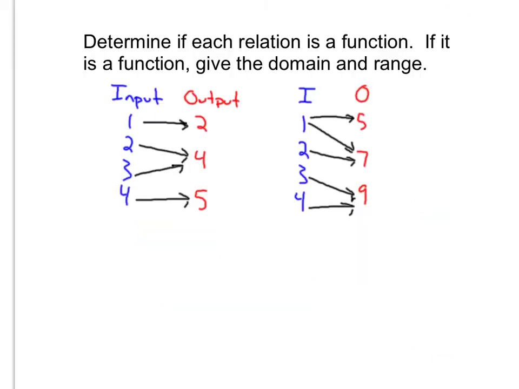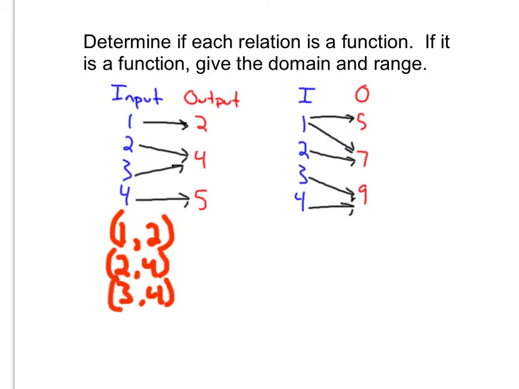So now it says to determine if each relation is a function, and if it is a function, give the domain and the range. Well, remember, for every input there can only be one output. So from each of these inputs, there can only be one other output. So the inputs can't repeat themselves. If I was going to make ordered pairs out of these, I've got a 1 and a 2, and a 2 and a 4 go together, and a 3 and a 4 go together, and a 4 and a 5 go together.